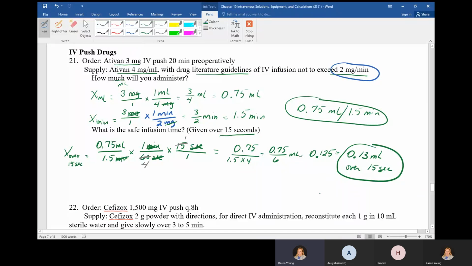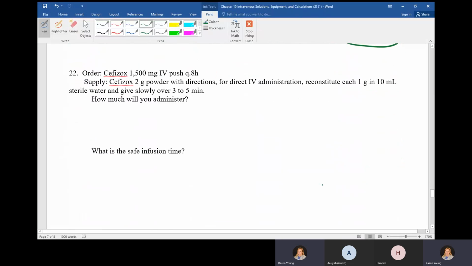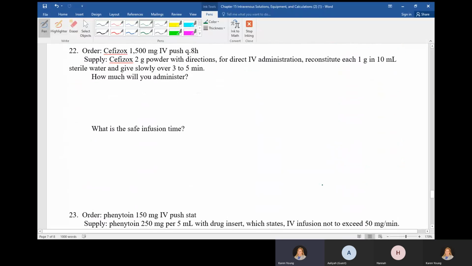Okay. All right, let's look at 22. So I have, don't know what that is, 1,500 milligrams IV push every 8 hours. So the order is the 1,500 milligrams. The whatever is 2 grams of powder with directions for directed IV administration.